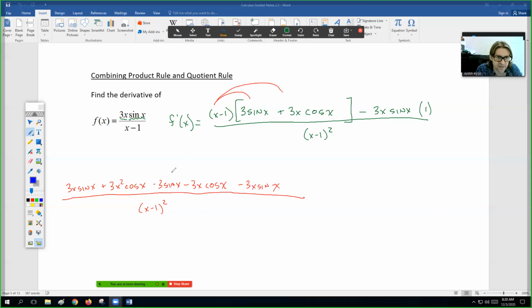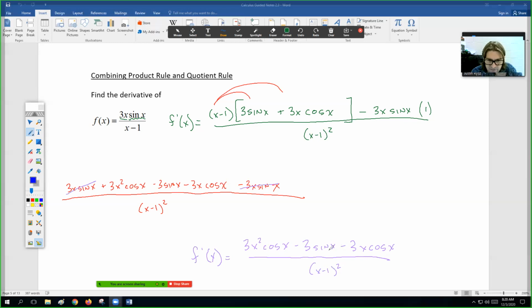All right, what's left over after all this mumbo jumbo? Well, let's see. We can get rid of this 3x sine of x and this minus 3 sine of x. That goes away, and these are all just left over, and that's all we can do with that. So the answer here, the derivative, would be 3x squared cosine of x minus 3 sine of x minus 3x cosine of x, and this is all over (x minus 1) squared.